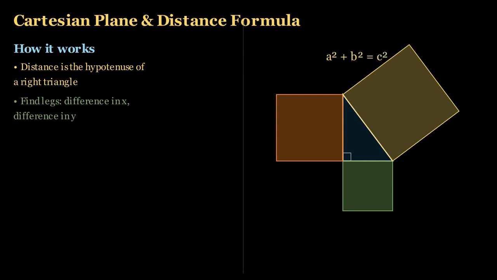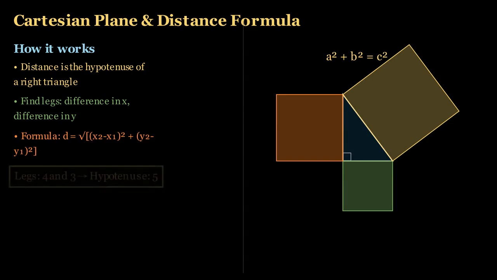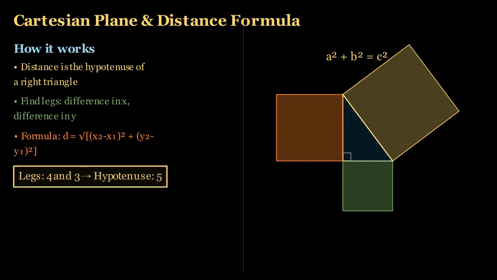Now we can use the Pythagorean theorem. The square of the hypotenuse is the sum of the squares of the other two sides. So, the distance squared equals the x difference squared plus the y difference squared. Taking the square root gives us the distance formula. The order of subtraction doesn't matter because squaring makes it positive.